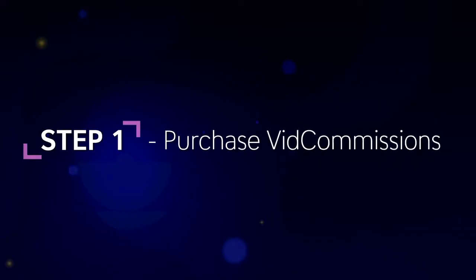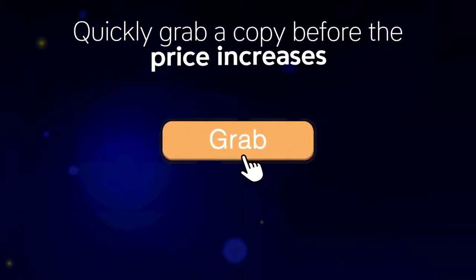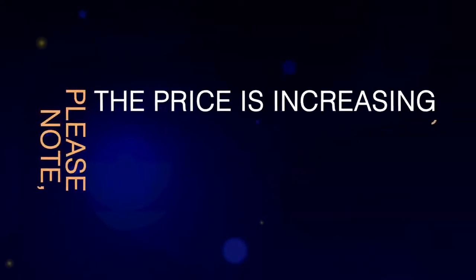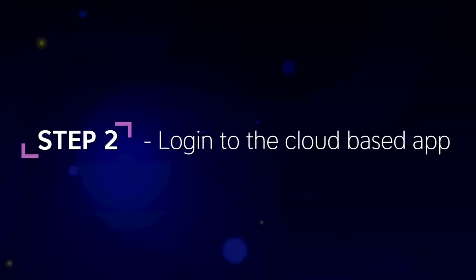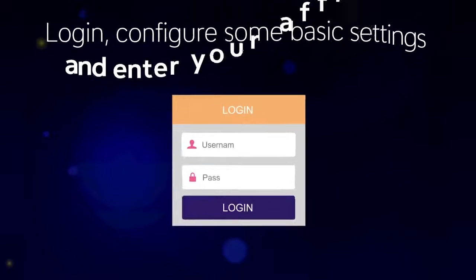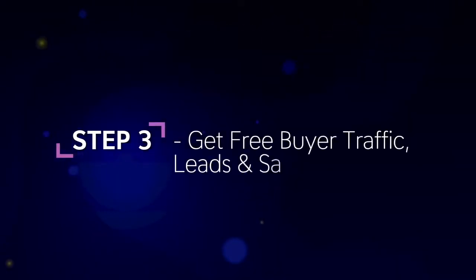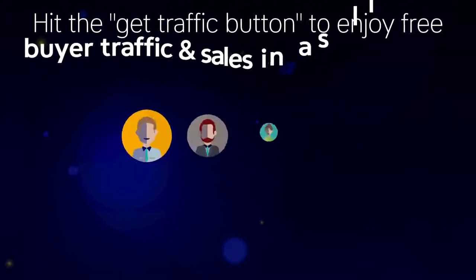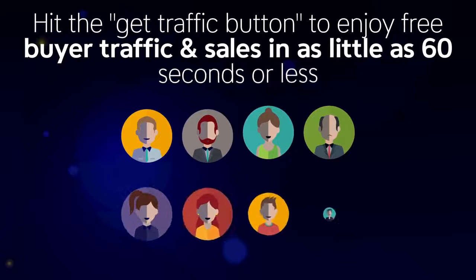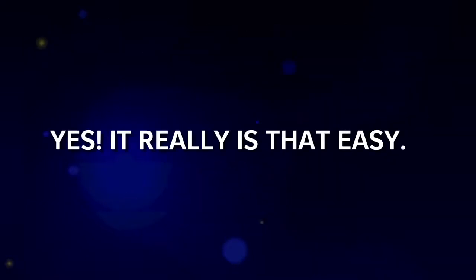Step 1, purchase VidCommissions. Quickly grab a copy before the price increases. Please note the price is increasing every 60 minutes, so please be quick. Step 2, log into the cloud-based app. Log in, configure some very basic settings, and enter your affiliate links. Step 3, get free buyer traffic, leads, and sales. Hit the get traffic button to enjoy free buyer traffic and sales in as little as 60 seconds or less. Yes, it really is that easy.